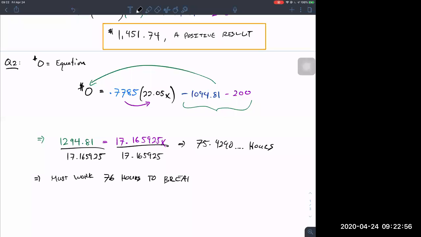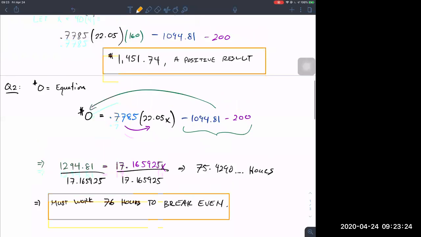Now, what does that mean in terms of our problem, right? In terms of personal finances for this particular problem? It means that if you work 76 hours at this hourly rate of $22.05 and you have your taxes taken out, that means you actually make rent and make your savings account deposit successfully. But then that also means that you have squat to spend after those two expenses.